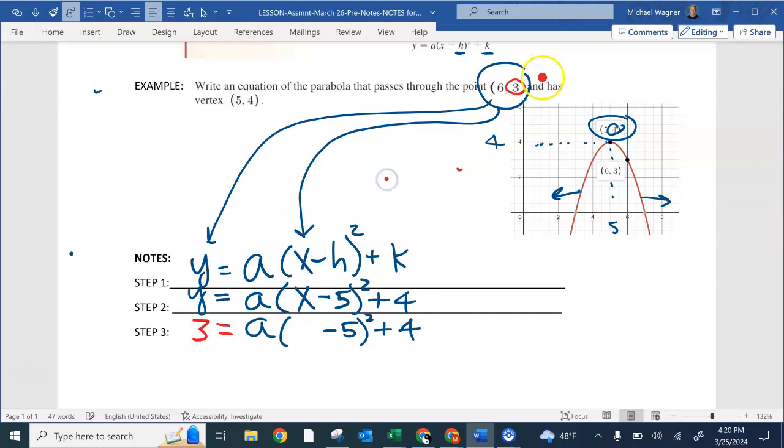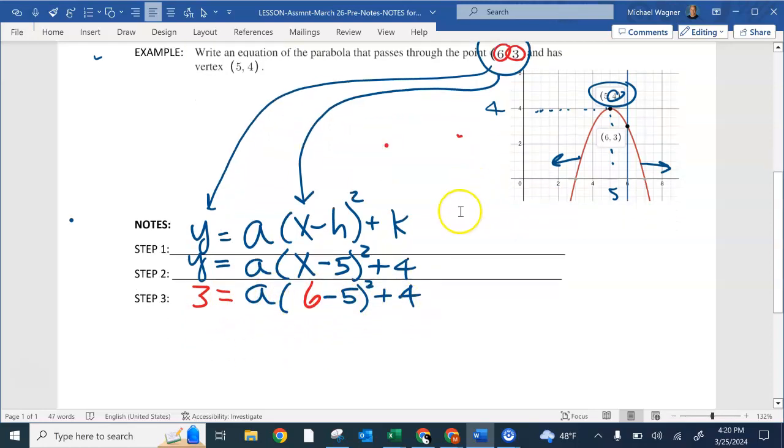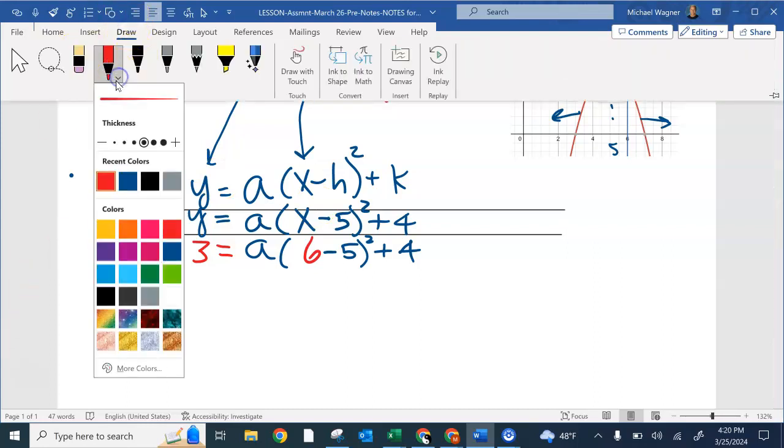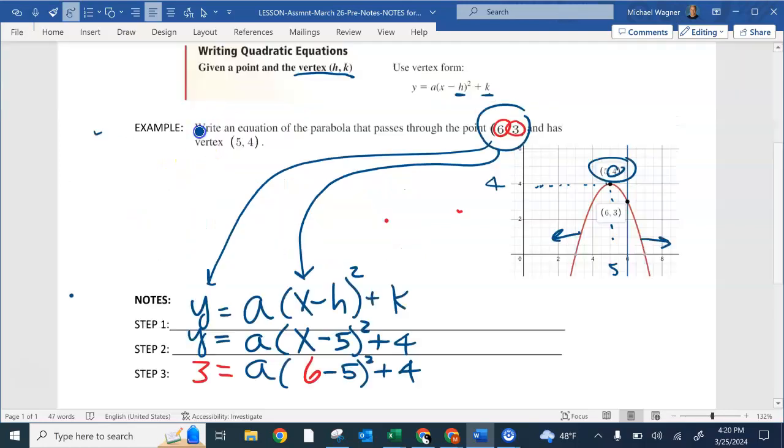Okay, so the x value is the 6, so I'm going to put that right there, okay? And what do I have? Well, I have basically an equation here that I can simplify, right? These are all numbers. The only thing that's a variable is that a, which is what I need. So I'm going to go ahead and simplify. And what does that become?